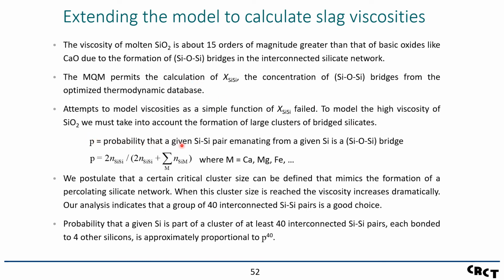P is defined as the probability that a given silicon-silicon pair emanating from a given silicon is a bridge to another silicon. And P then is given by this ratio of the number of moles of the different pairs, where these numbers of moles of different pairs are taken from the thermodynamic database. We postulate then that a certain critical cluster size can be found that mimics the formation of a percolating silicate network. When this cluster size is reached, the viscosity increases dramatically. Our analysis indicates that a group of 40 pairs is a good choice. And the probability that a given silicon is part of a cluster of at least 40 interconnected silicon-silicon pairs, each bonded to 4 other silicons, is approximately proportional to P to the 40th.